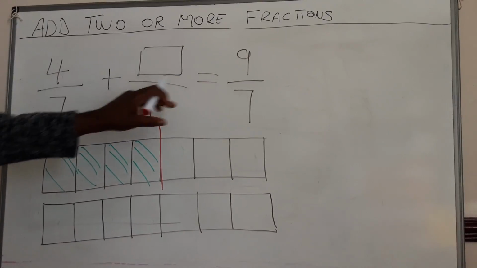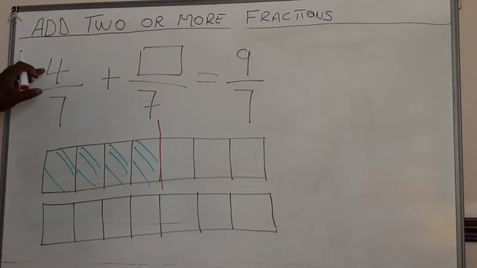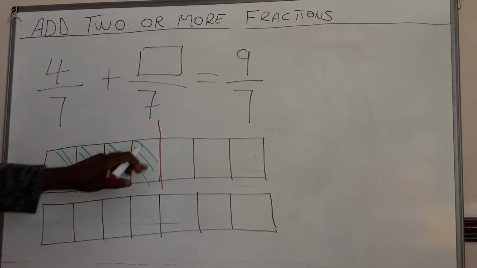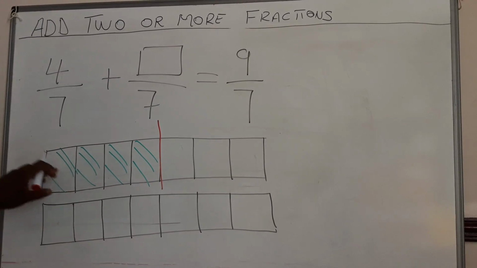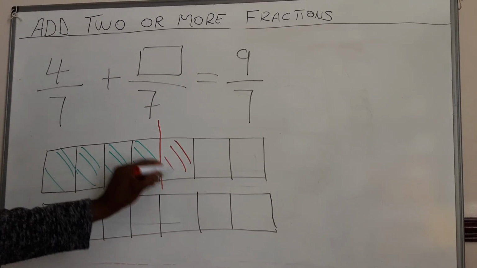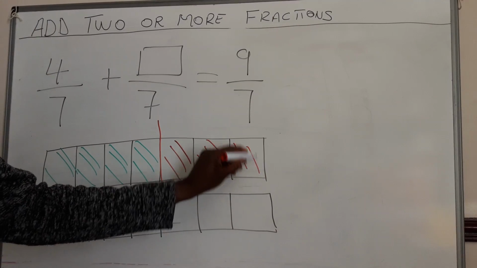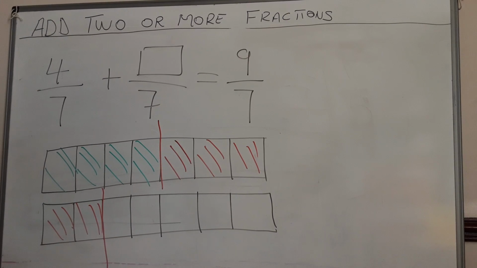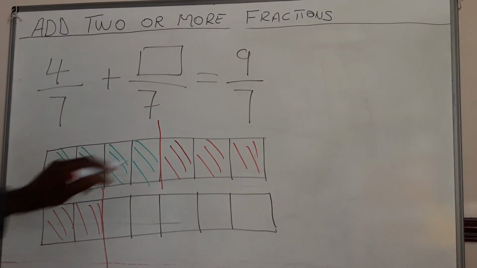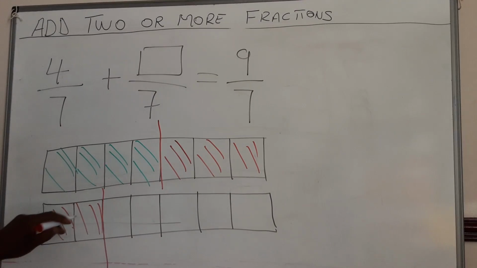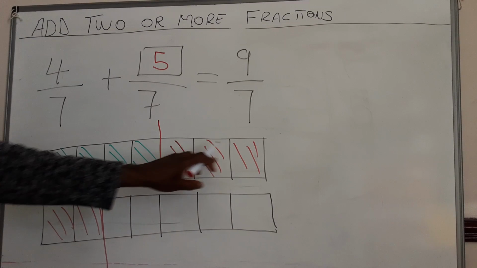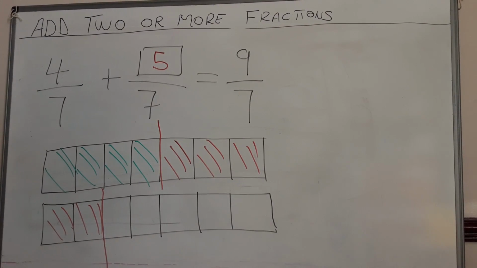So let's go to the answer. The answer says when we add the missing number to the 4, we should get a numerator of 9. So we have 1, 2, 3, 4. Let's count along: 1, 2, 3, 4, 5, 6, 7, 8, 9. So how many more did we count? 1, 2, 3, 4, 5. So the missing number is 5 because we counted 5 more.